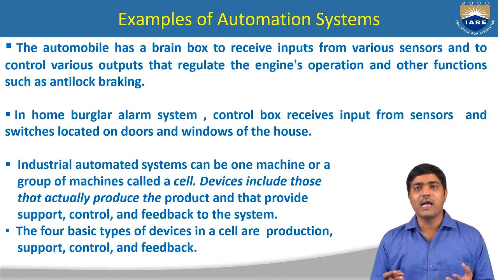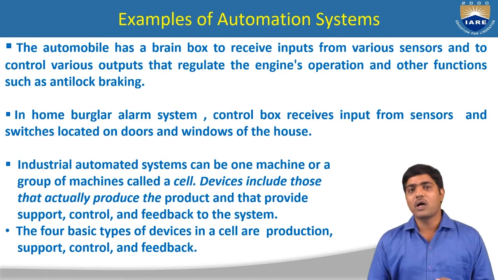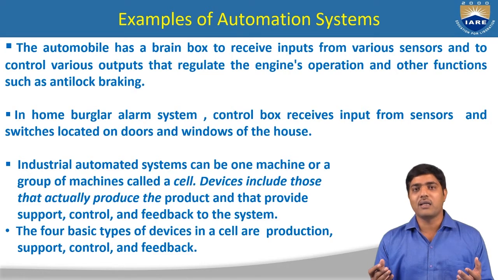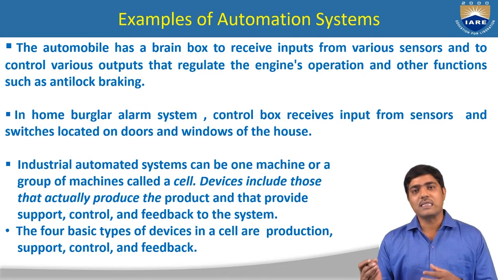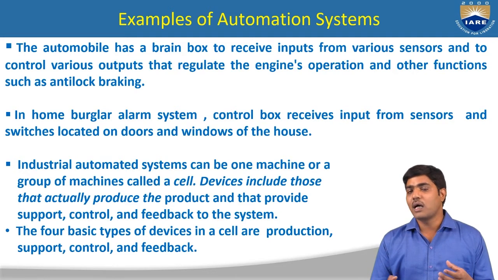If you take any automobile, there will be a brain box to receive the inputs from various sensors and to control the various outputs that regulate the engine's operation, and also other functions such as anti-lock braking. As you know, in any car there will be an anti-lock braking system. How is it going to work? In the anti-lock braking system, you have to receive certain inputs. From where do you receive them? Through the sensors. These sensors give the input to the brain box, and within the brain box there may be some control actions.